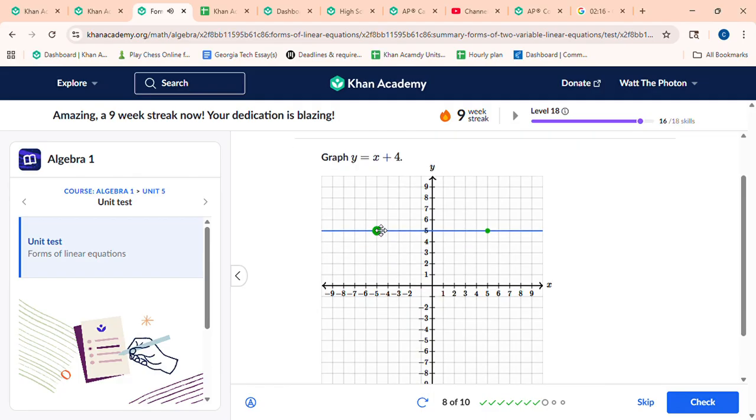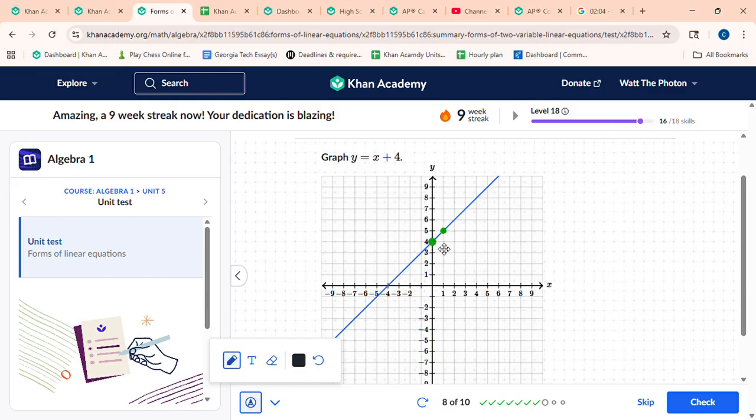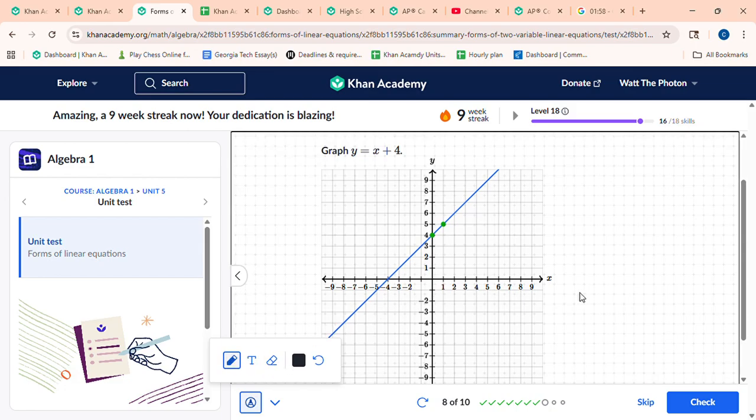Graph this equation, so we have x equals 1, and then we're going to move this line up 4, so 1, 2, 3, 4. Let's graph a few points. We have x equals 0 right there. We get y equals 4, which is right. X equals 1, y equals 5.